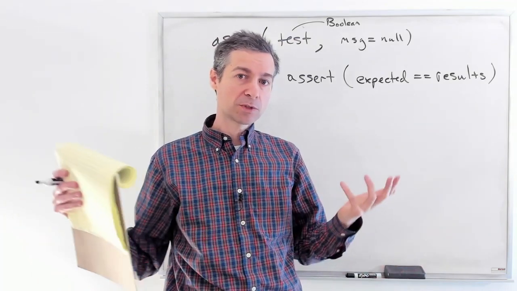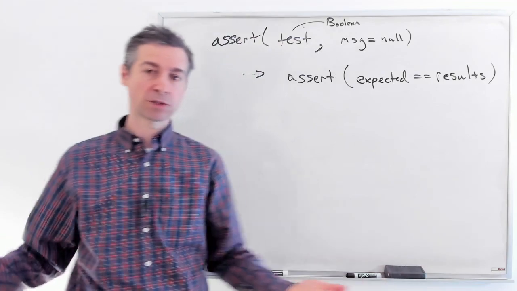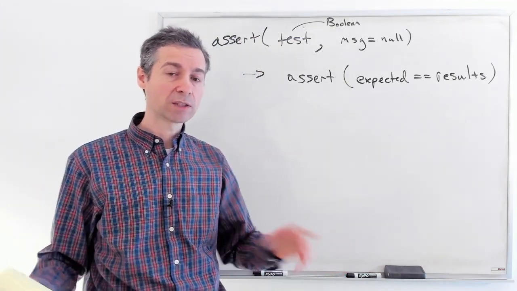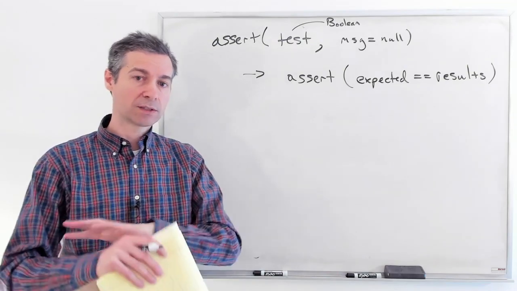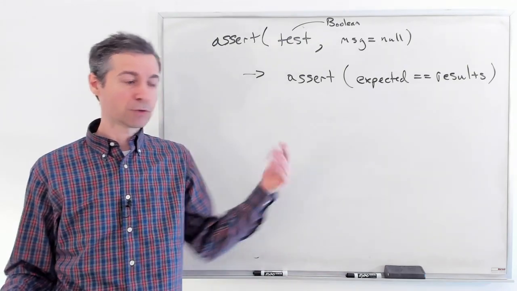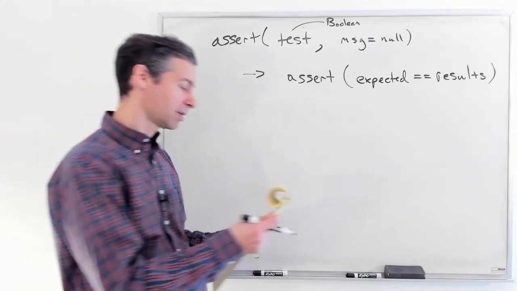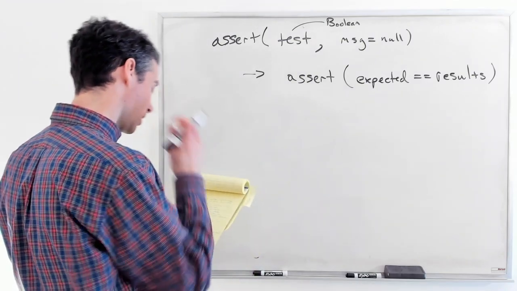And does that statement return true? If so, the assertion has passed. If it returns false, the assertion has failed. If the assertion fails, the test has failed, and you get a report back from running the test that yes, that test has failed in that assertion there.